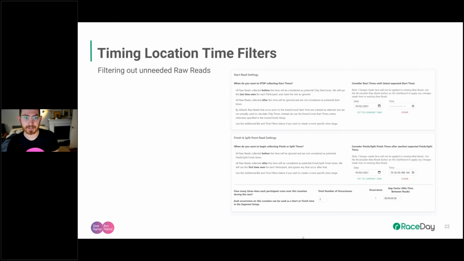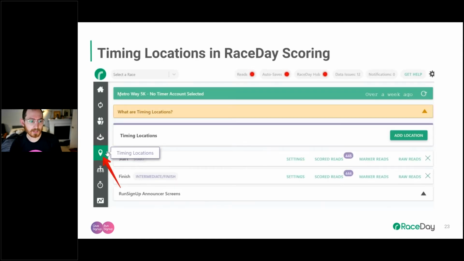And in here you can see the timing location setup. You have these: consider start times until, and consider finish and split times after. This is a common start-finish setup where everything is in one location. You can do separate start and finish locations and all sorts of other things, which you can learn about in our timing locations guides. To get to timing locations, on the left, click the little pin icon, then timing locations, and you'll see our default start and finish. You go into settings, you can change them, delete them, whatever you need to do, it's all in here. And add more locations if you have a split point, and so on and so forth.